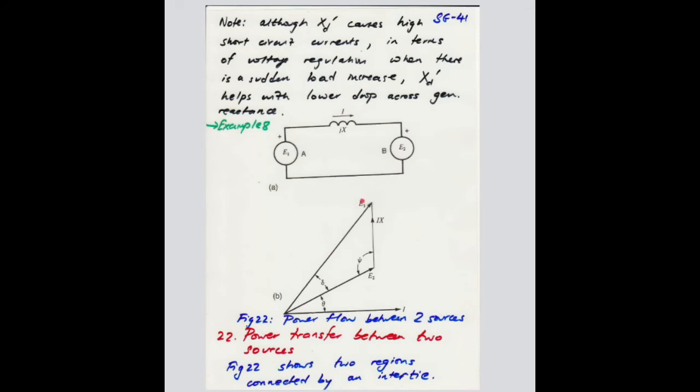So E1 is leading phasor E2 by a certain angle delta, and I has a certain angle theta with respect to E2, which is due to the power factor on this side here, right? So by solving cos theta is equal to the power factor, you can determine the angle theta, right?